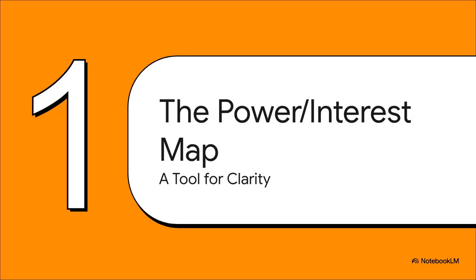So, how do we find that clarity? Well, we start with a fantastic tool called the Power/Interest Map. Now, don't let the name fool you. This isn't just another business chart. Think of it as your strategic map for navigating the complex web of people involved in your work.